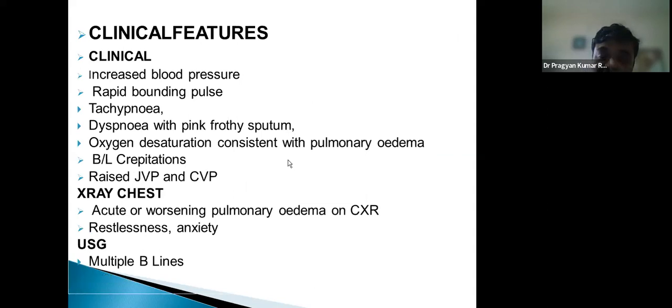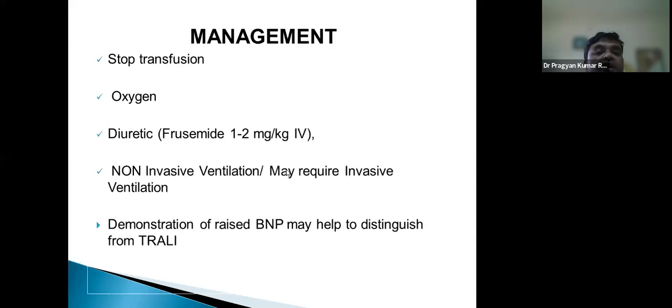What are the clinical features? There is a sudden increase in blood pressure and a sudden rapid bounding pulse because the patient becomes hypervolemic. The patient is tachypneic, with dyspnea and pink frothy sputum, oxygen desaturation consistent with pulmonary edema, bilateral crepitations, raised JVP and CVP, and chest X-ray showing acute or worsening pulmonary edema, restlessness, anxiety, and ultrasound showing multiple B lines. Management is to stop the transfusion, give oxygen and diuretics, and non-invasive ventilation, which may progress to invasive ventilation. Demonstration of raised BNP may help to distinguish it from TRALI.